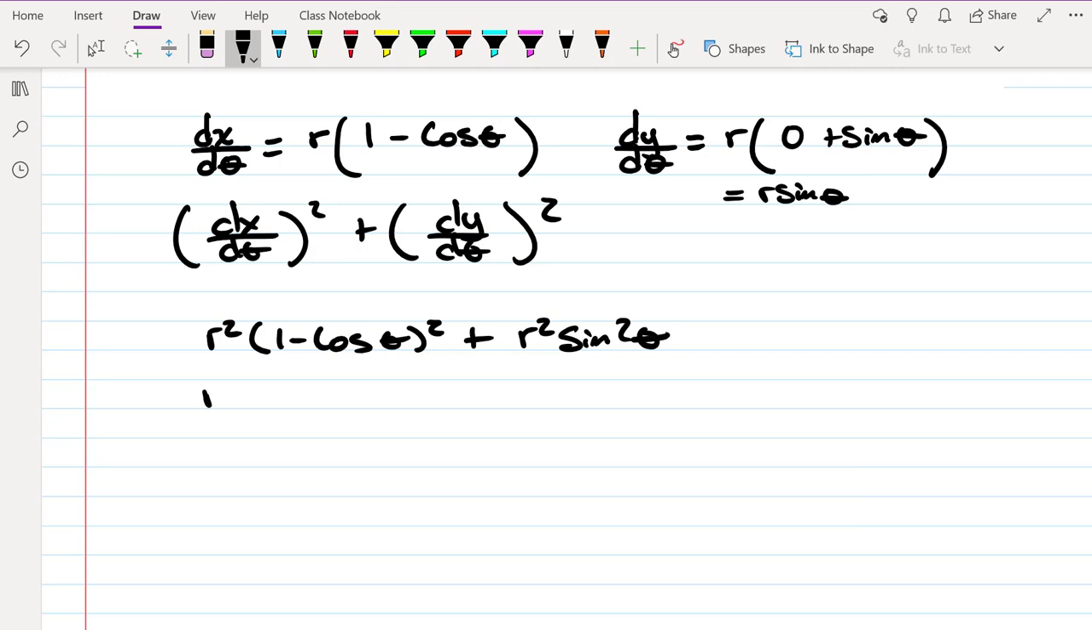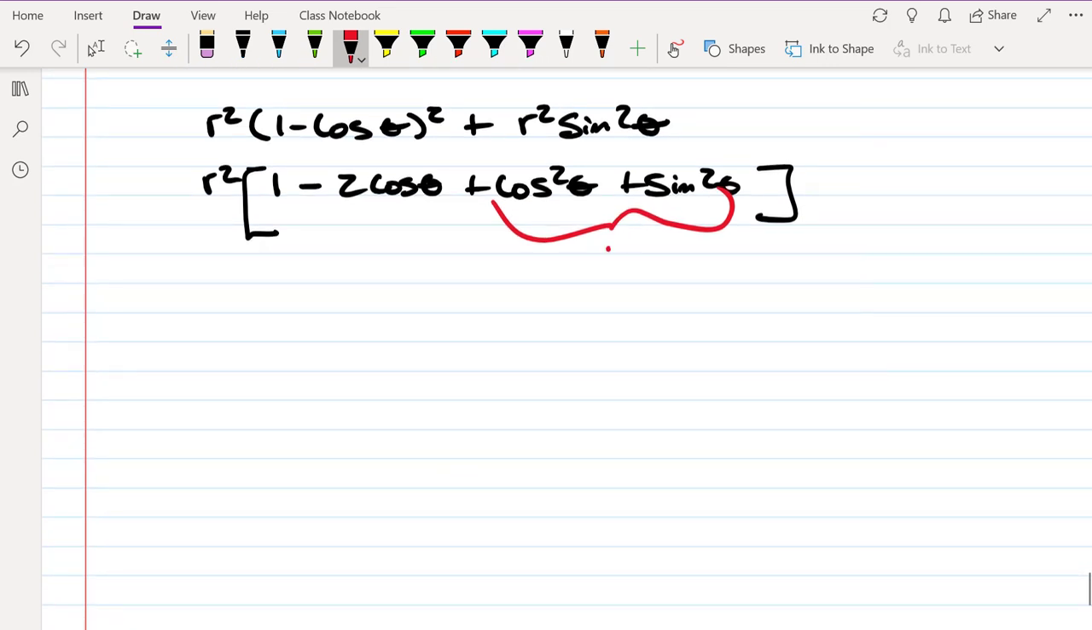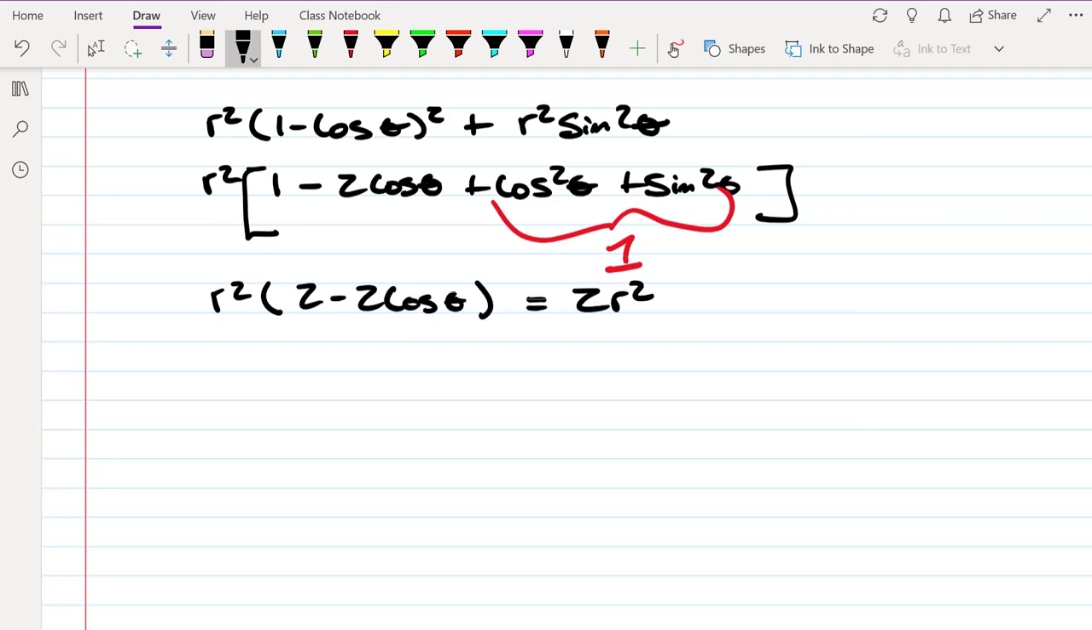So if we factor out our r squared and then expand (1 minus cosine theta) squared, it's 1 minus 2 cosine theta plus cosine squared theta plus sine squared theta, then cosine squared theta plus sine squared theta is equal to 1. So then combining that with our 1 out in front, we get 2 minus 2 cosine theta, factoring out our common factor of 2, that's 2r squared times (1 minus cosine theta).